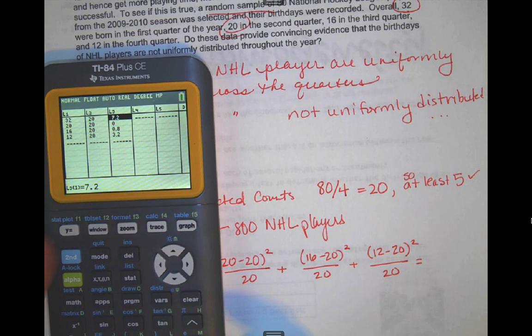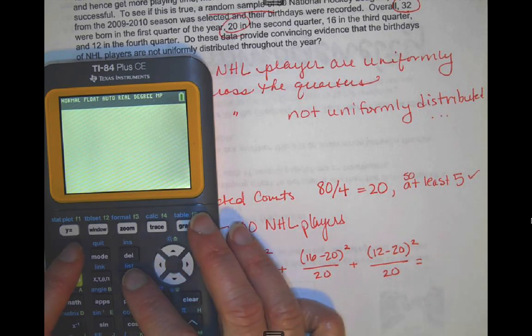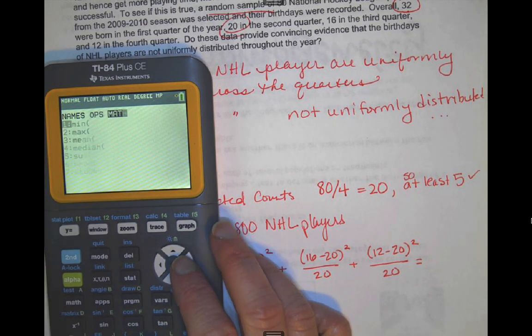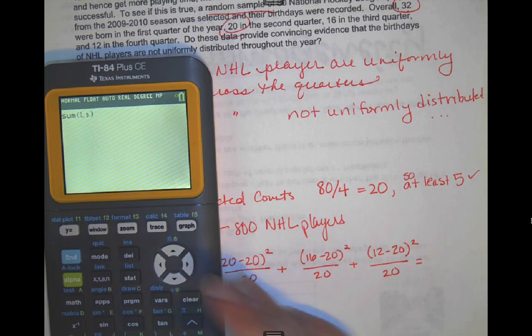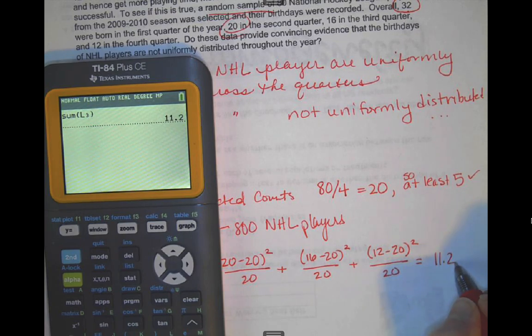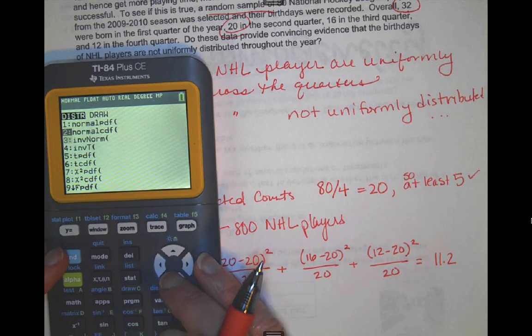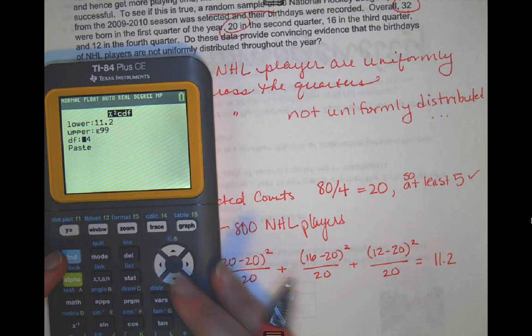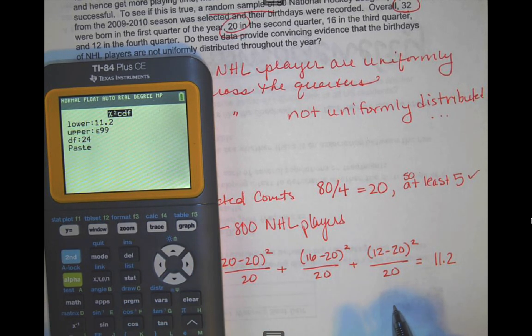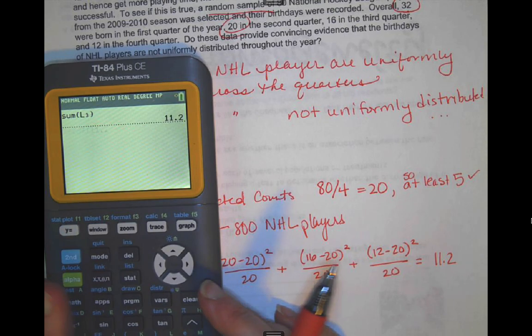All right, so like I said, I need to add those up. So you can either memorize the numbers or you can go back here and go to second stat, go over to math, go to number 5, and add up everything in list 3. And we get 11.2. And then when I want to find my p-value, so I'm going to go second bars, I would have 11.2, E99. There's 4 categories here because I have 4 quarters. So I'm going to do 4 minus 1, and I'll get my 3, and I'd hit paste.